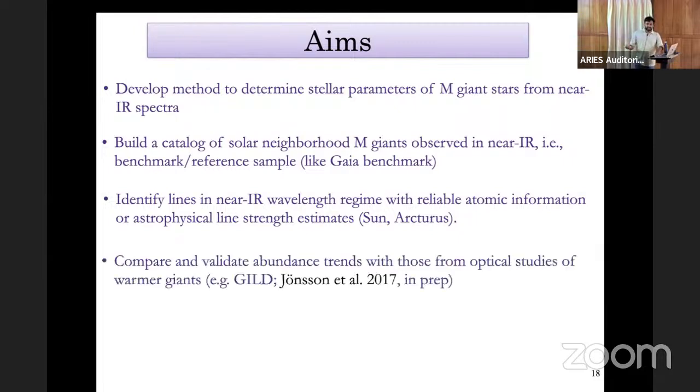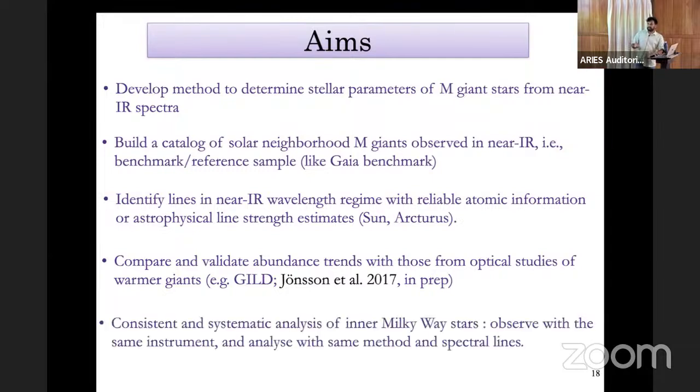estimate abundances for them. Then compare and validate those abundance trends with those from the optical studies of warmer giants, so that we have reliable sets of measurements to compare with, which is mainly from the giants in the local disk sample, which is a solar neighborhood sample of stars which are warmer than the M giants, but which have very well determined abundances and parameters.